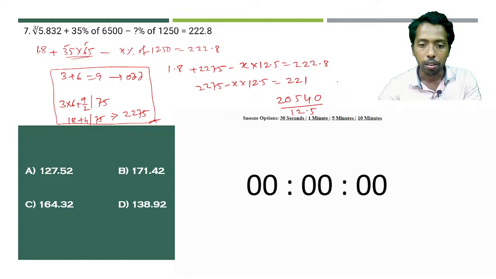This is 500, and again 40. So this will give 3. Right, not necessarily to be done, because only one option is close to this. We have already achieved that particular 164.3, 164.32. Yeah, this should be the answer, right?